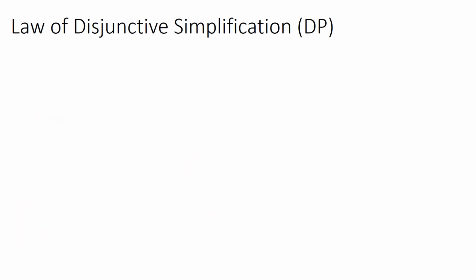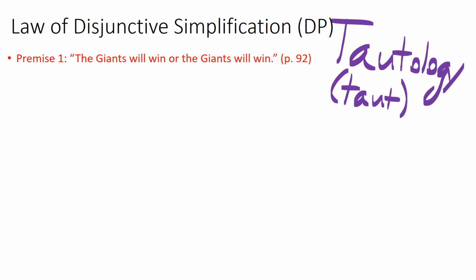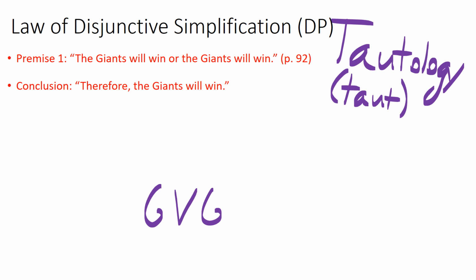The Suppes and Hill textbook then goes into what they call a disjunctive simplification. Most textbooks call this a tautology, T-A-U-T for short. Here's an example from page 92 of the textbook. First premise, the Giants will win, or the Giants will win. We have a disjunction. Conclusion, therefore, the Giants will win.